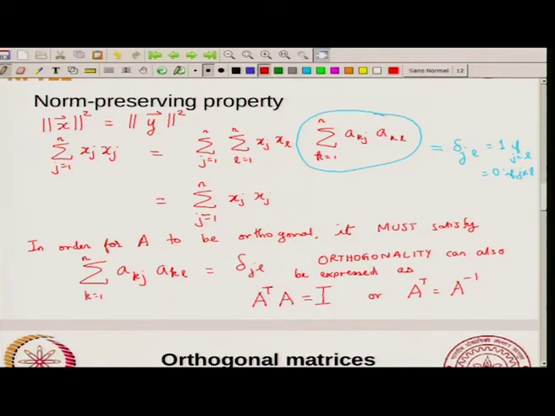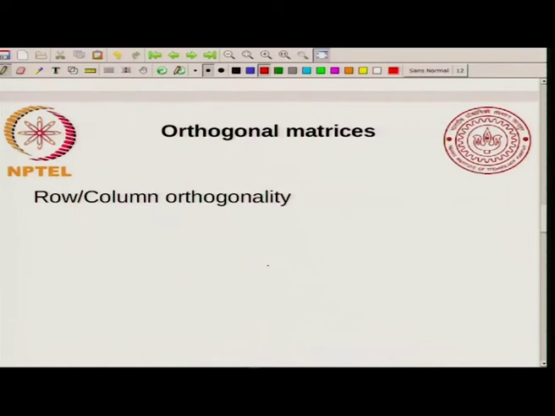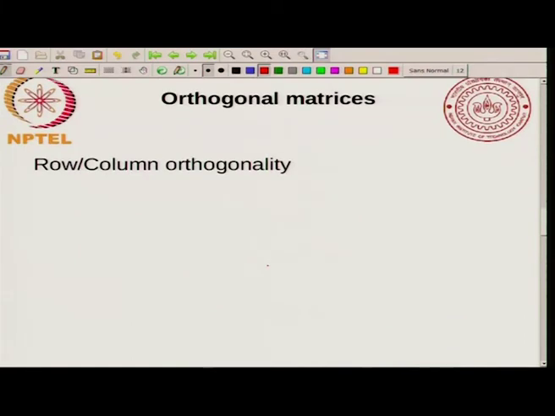So either you can say A transpose A equal to identity, or you can say A transpose equal to A inverse, or you can write this in terms of coefficients. Okay, a_kj a_kl sum over k should be equal to delta jl. So these are what it takes for a matrix to be orthogonal, and each of these three conditions are identical to each other. Now, what I mentioned here is that the rows and columns should be orthogonal.